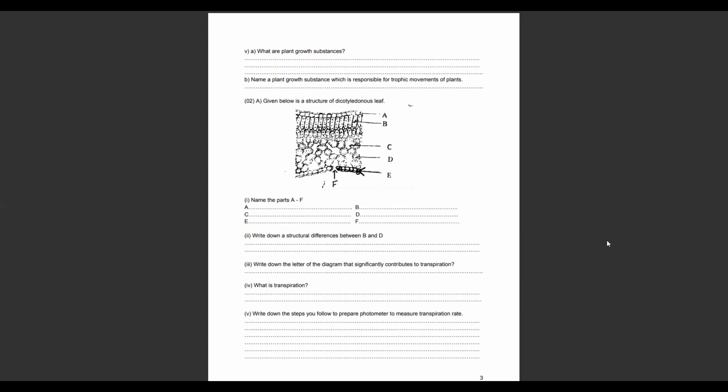Part B, name a plant growth substance which is responsible for tropic movements of plants. Auxin. 1 mark. Auxin. Right.